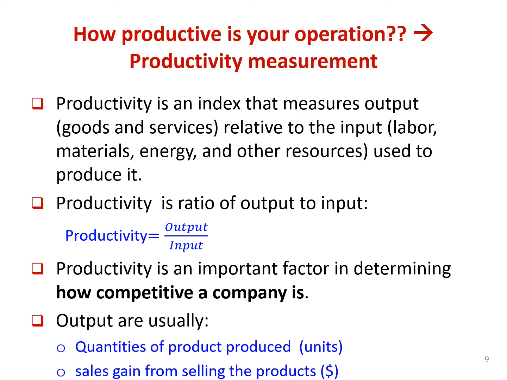This is labor, materials, energy and other resources. So when you put this into a mathematical equation, productivity is output over input. It is very important for you to determine the productivity of your operation, because this also influences how competitive your company is. If you are less productive, meaning you are not able to supply to the market at the right time. Okay, so output, usually the units are the quantities of the product produced.